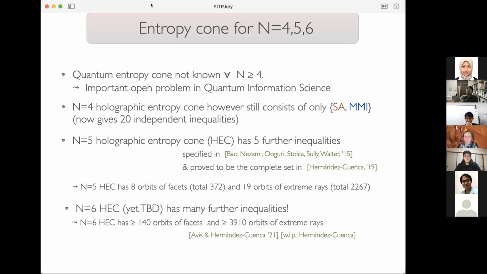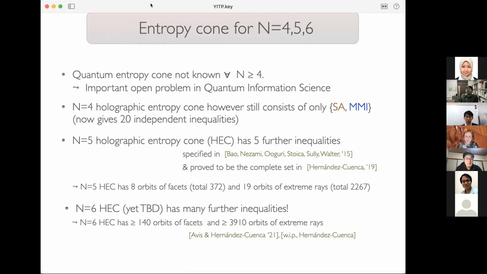For 6 parties, that cone is not yet even known. There's already many facets known and many extreme rays known, but the story is not complete. So these folks have found a systematic, algorithmic way how you would actually solve it, and the number of facets that we know about is growing, but at some point the facets specified by inequalities become rather complicated.